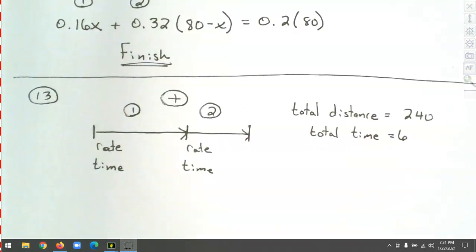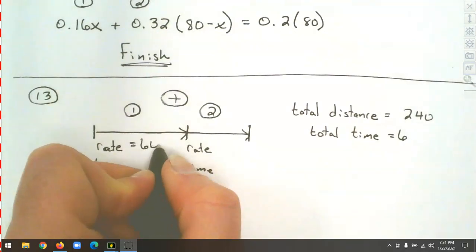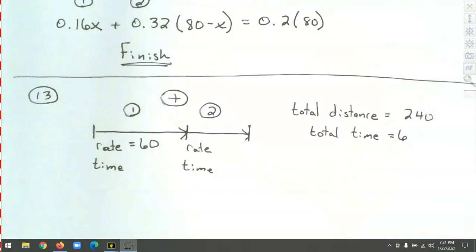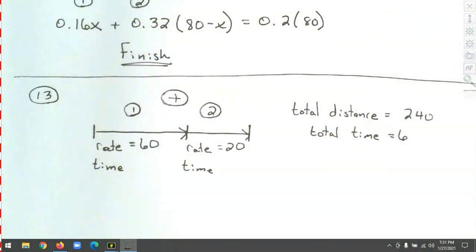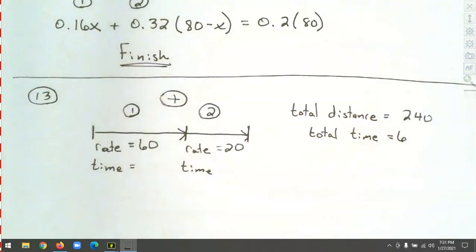And so let's see what we've got. For most of the trip, he averaged 60. So he's going along at 60 miles an hour. And then he encounters an accident. And then at that accident, he slowed down to 20. So we've got part of it at 60, part of it at 20. Think about what we just did a moment ago on the last problem, when we had that total of 80. We didn't know how much was in either fund, so we called one of them X. The other was the total minus X.